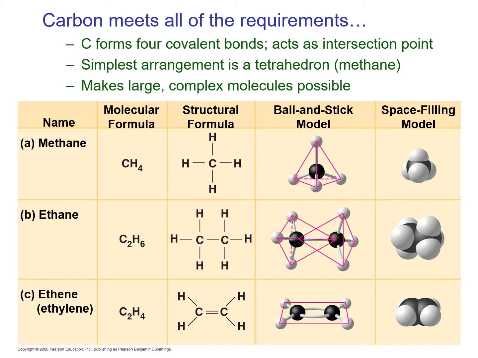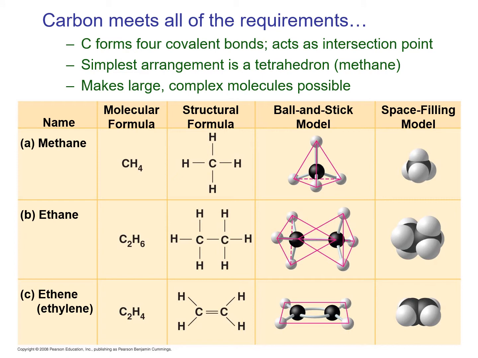And notice that we also have the formula, of course, that tells us how many atoms we have in the molecule. But notice that the backbone here is 2 carbons, and then we just have hydrogens attached to that. When we just have carbons and hydrogens like this, we call that a hydrocarbon, which makes sense.